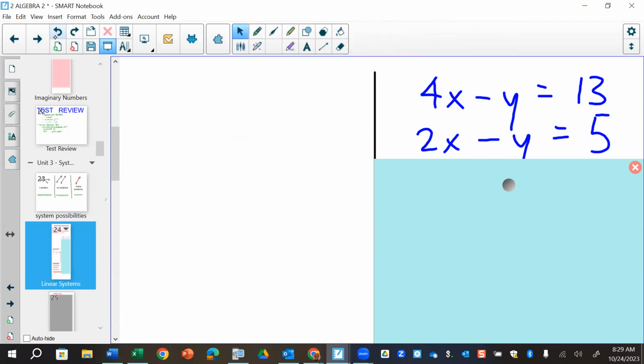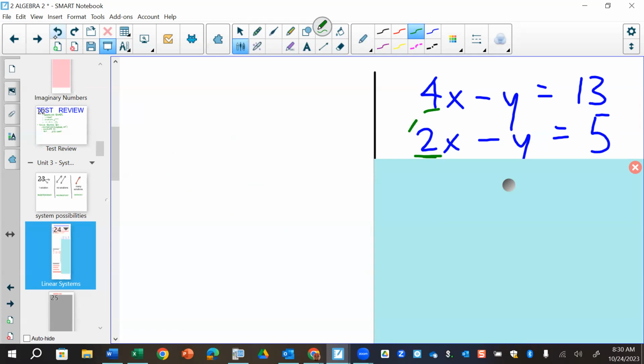Okay, what if I want to get rid of X? I've got to get the opposite on top and bottom. I have four X's on top, so I need this to be negative four here. How do I do that? What do I multiply the bottom by to make that a negative four?